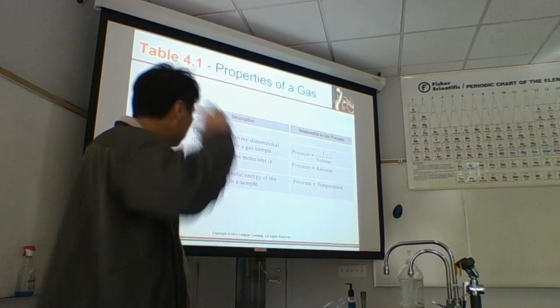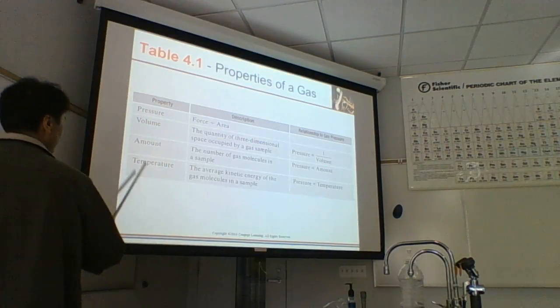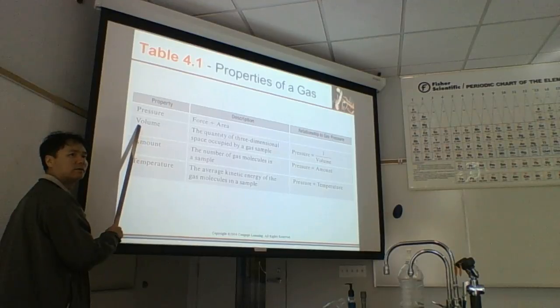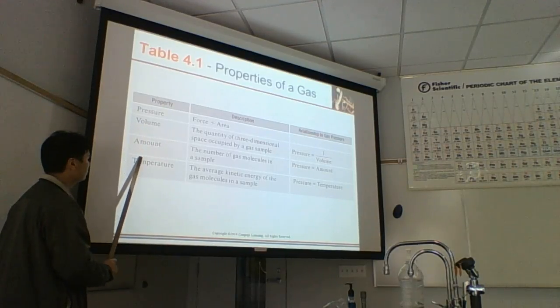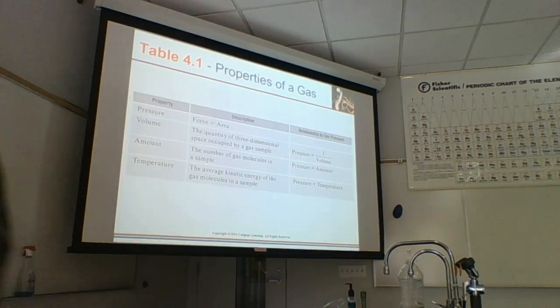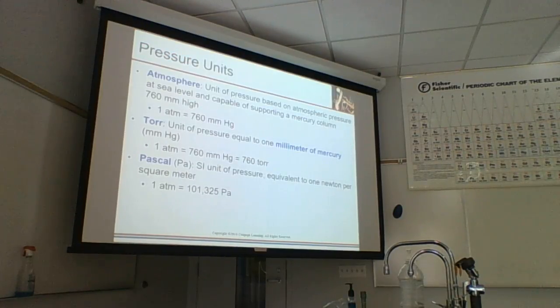This is why we're concerned about the amount. Normally people think about the amount as volume, but for gases we don't. Then we have temperature. We want to know the temperature of the gas as well. So these are the typical properties that we observe. This is a little bit out of order, but this is the order in the book.